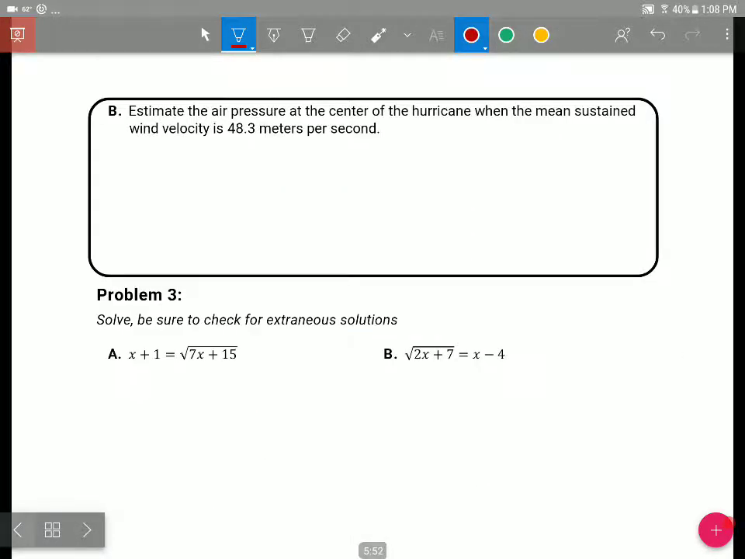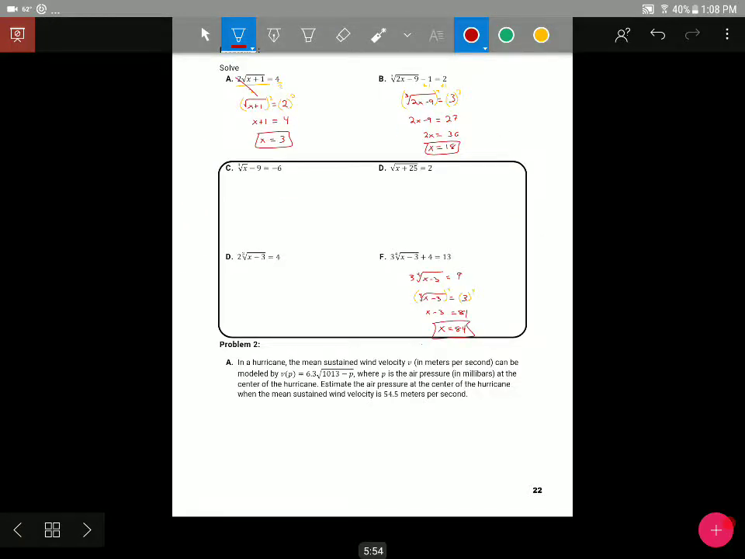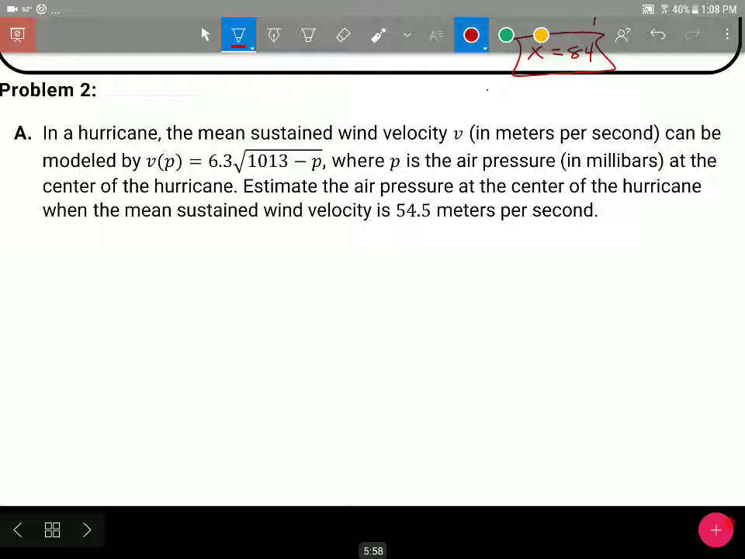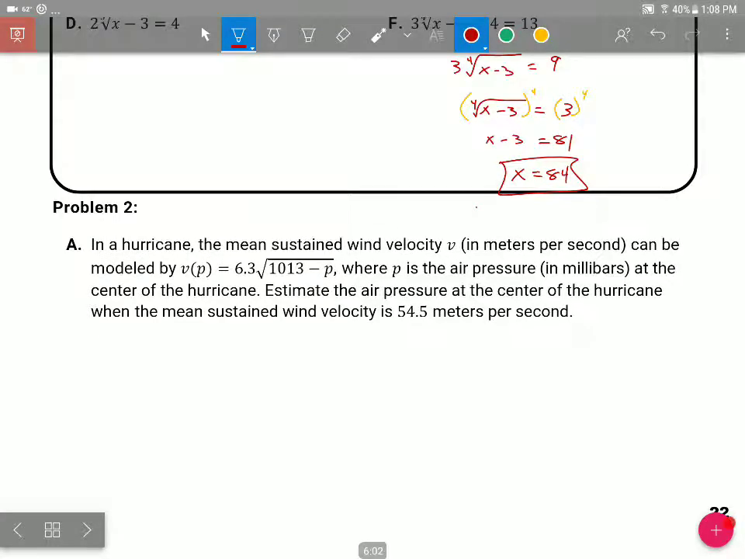Oh no, go back, I apologize. This one down here, word problems. Word problems for these are not very creative. They're pretty much, here's an equation, here's some values, plug them in, solve. That's pretty much what they all are.